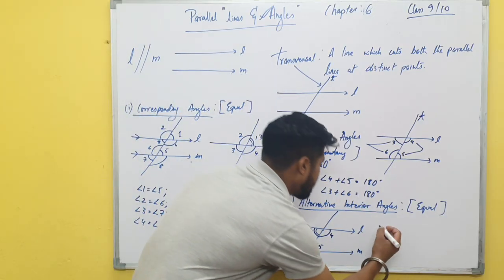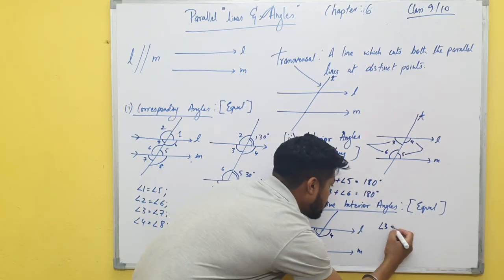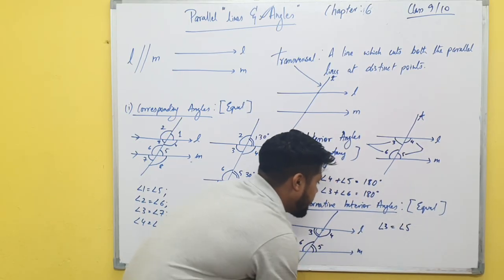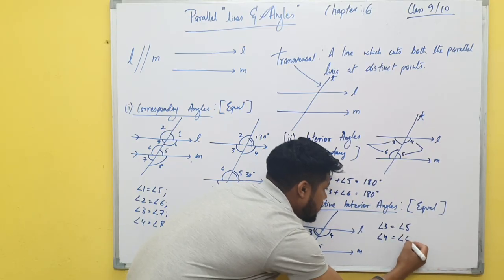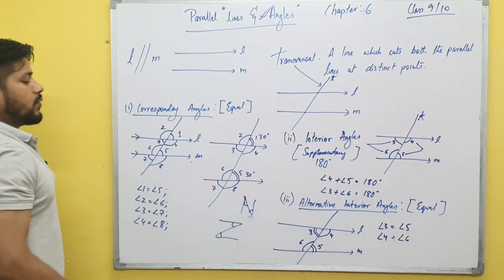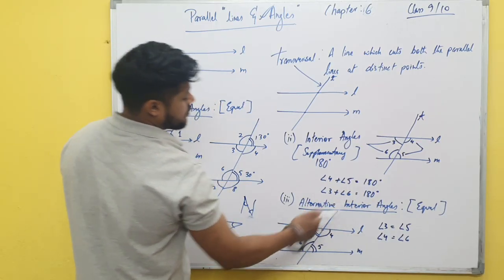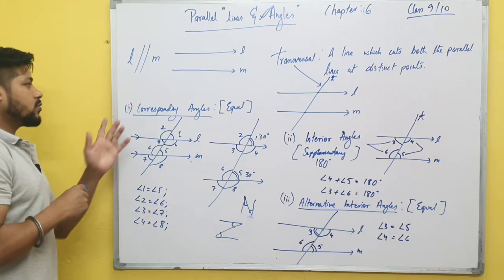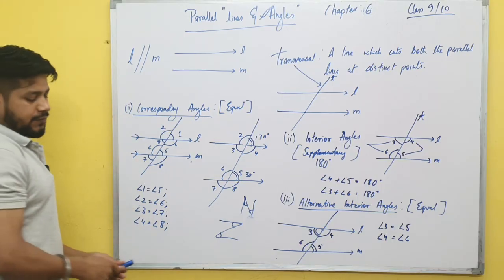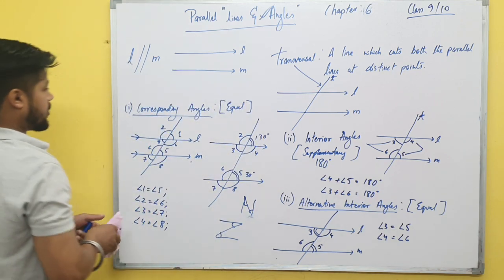That means angle 3 will be equal to angle 5. Angle 4 will be equal to angle 6. Whatever the measure is for angle 3, that will be the same measure for angle 5. Alternative interior angles are equal. So we got 3 different types of angles with the parallel lines and transversal.